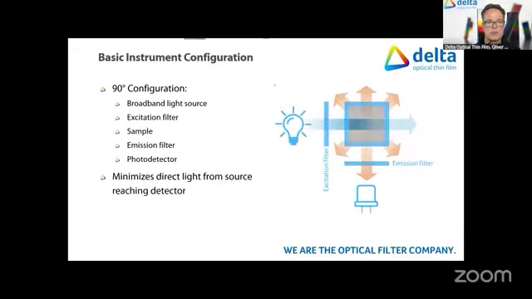There are basically two configurations for how fluorescence instrumentation is used. The most simple one is a 90-degree configuration, where we have a broadband light source, an excitation filter to filter out the correct spectrum for the excitation. We have the sample that is illuminated, and we have an emission filter that is meant to pick up only the fluorescence signal on the photodetector. The 90-degree configuration is chosen to omit the direct light from the source that could reach the detector.